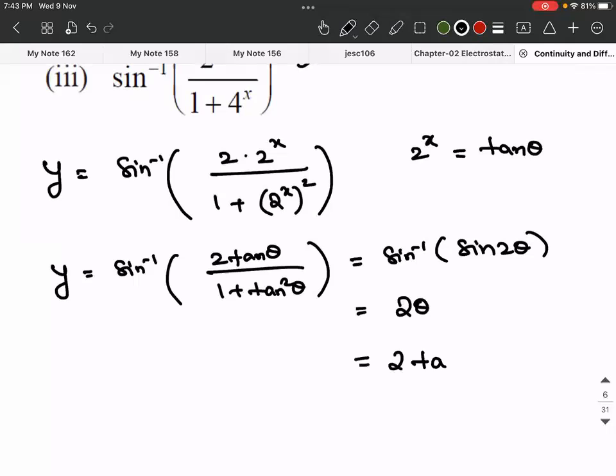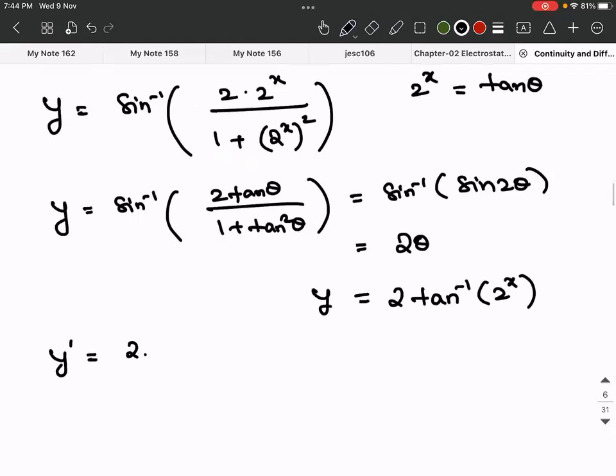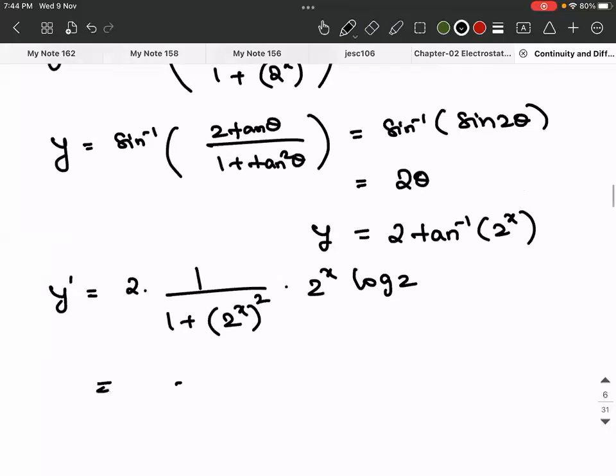So this will be equal to 2 tan inverse of 2 power x. So this is y. So what is the value of y dash? 2 into, what is the derivative of tan inverse? 1 by 1 plus x square into derivative of 2 power x. So 2 power x into log 2. So what will be the answer? 2 power x plus 1 by 1 plus 2 power x the whole square into log 2.